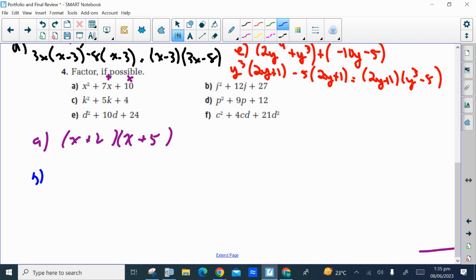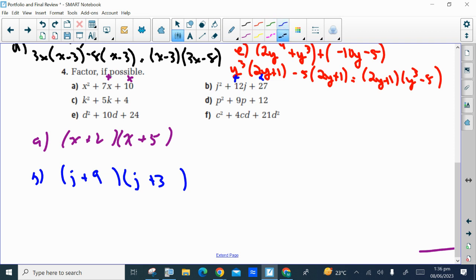Question B. The front two terms have to multiply to get j squared, which will be j and j. And now you're looking for two numbers that multiply to get plus 27, add together to get plus 12. Positive 9 and positive 3 are the factors.